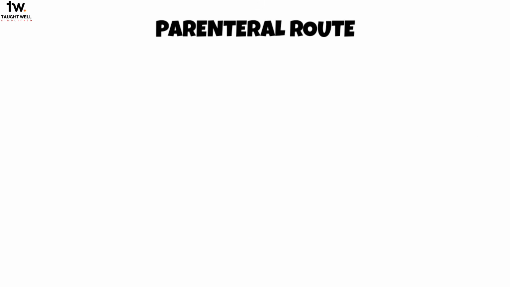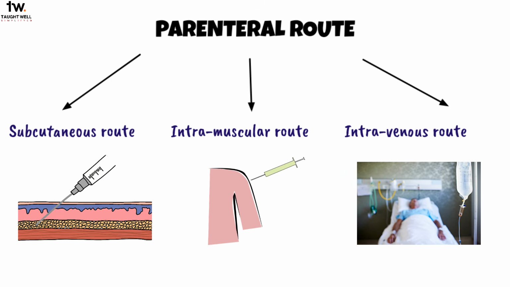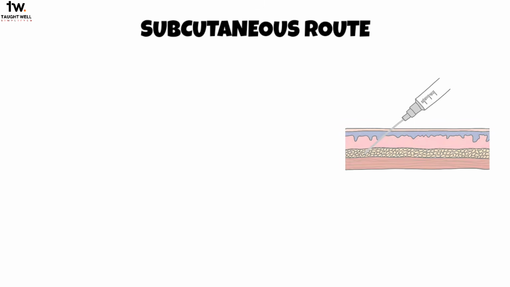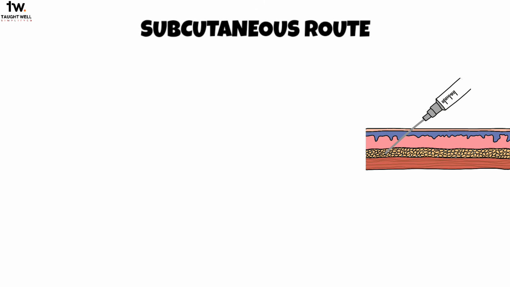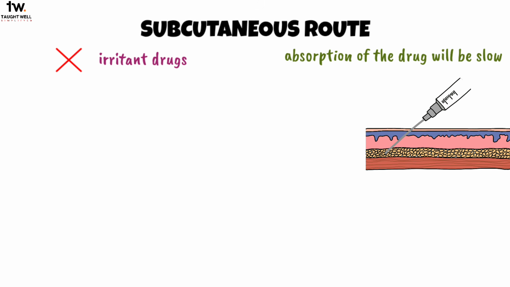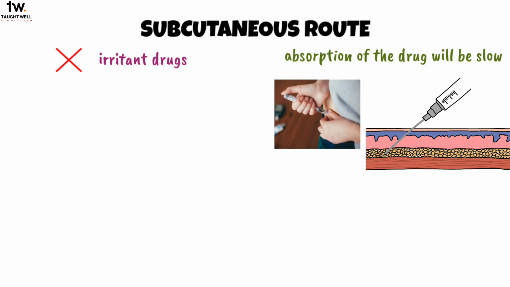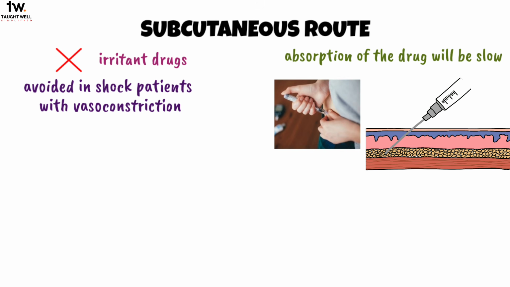The parenteral routes we'll discuss are the subcutaneous route, the intramuscular route, and the intravenous route. In the subcutaneous route, the drug is deposited in the loose subcutaneous tissue, which is richly supplied by nerves. Because of this, irritant drugs cannot be injected. However, the subcutaneous tissue is less vascular, which means that absorption of the drug will be slow. Self-injection is possible because deep penetration is not needed. This route should be avoided in shock patients who have vasoconstriction, as the absorption will be delayed further.